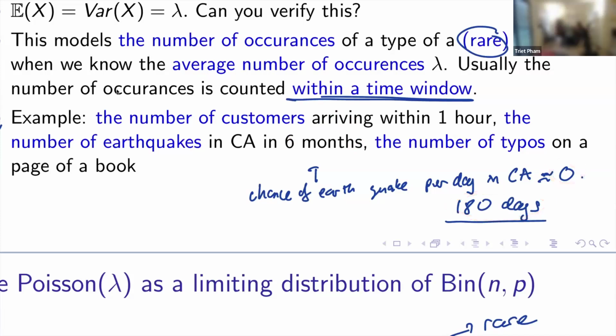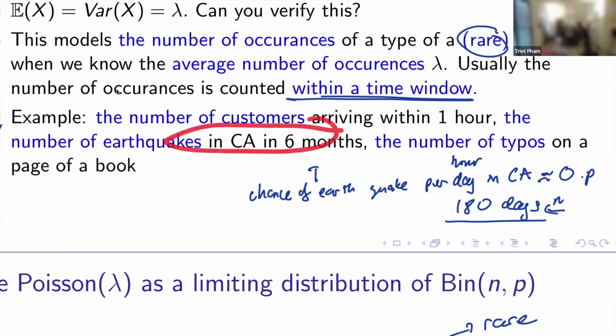And of course, you can push this per day estimate into per hour, that kind of thing. And then you will get more. This is N here, and this is P. You get that kind of calculation. But basically, within any small time window in California, the chance of an earthquake is super rare. And then you add that up over a long interval, you get a Poisson.